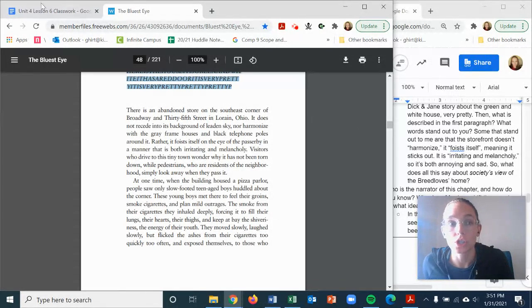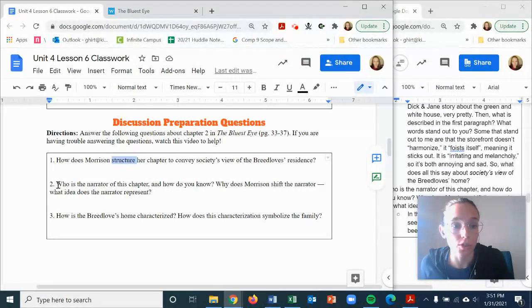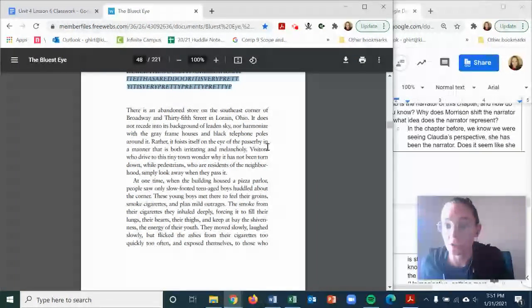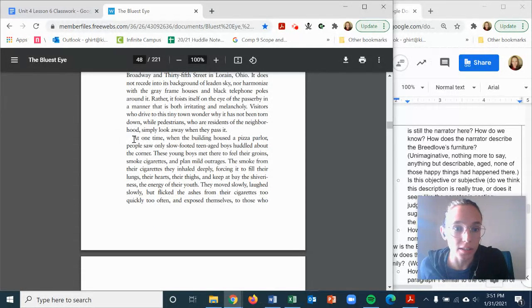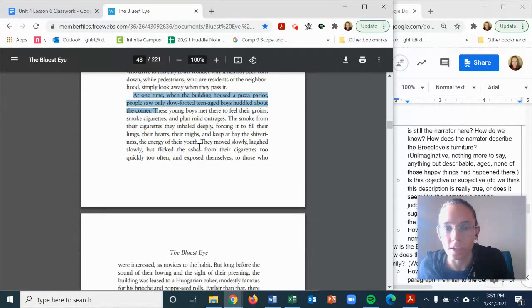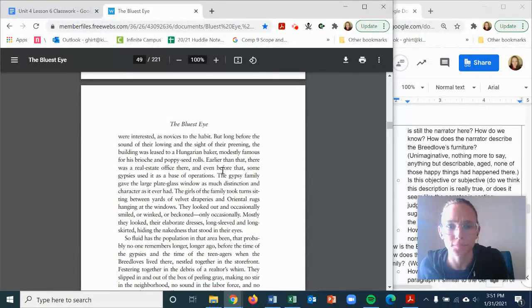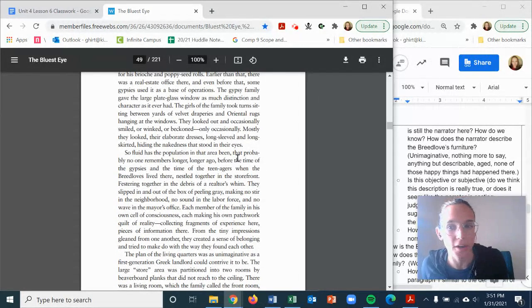Okay, question 2 asks, who is the narrator of this chapter and how do you know? First of all, in the chapter before, we were seeing Claudia's perspective, right? She has been the narrator. Does it seem like she is the narrator here? It says at one time the building housed a pizza parlor, so it's talking about the past, all these different iterations that the building has gone through. So does it seem like Claudia could be our narrator here? And how do we know?